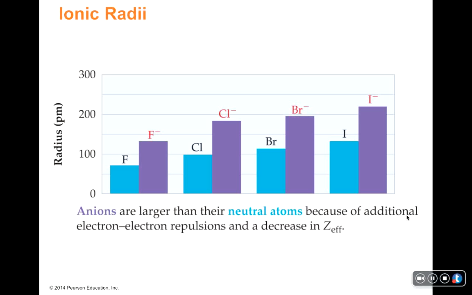If we look at anions, on the other hand, anions would be ones that are gaining electrons. And as you might expect, they're gaining electrons, so their radii are going to be larger than their corresponding neutral atom. And again, they have an extra electron, so there's more electron-electron repulsion, and they have a decrease in their effective nuclear charge too.